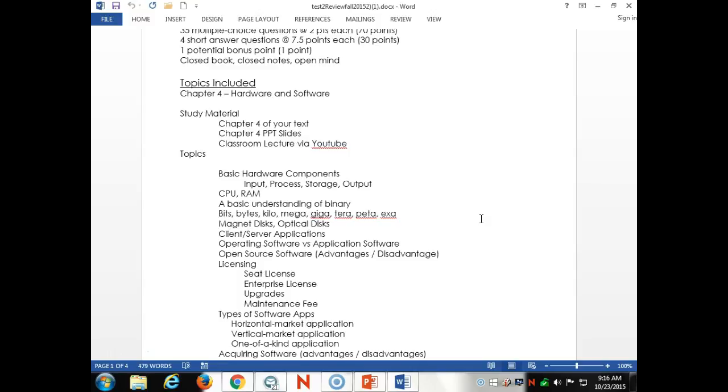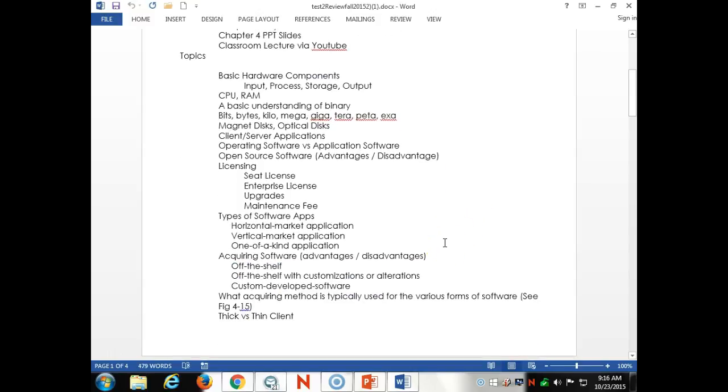We already talked about types of software: horizontal, vertical, one of a kind. And that kind of relates to how we acquire software. If it's horizontal software, we usually just buy it off the shelf, right? It doesn't really add any competitive advantage for our business. We just buy it off the shelf and don't really do much with it. It's email. We just buy it. It's a commodity item.